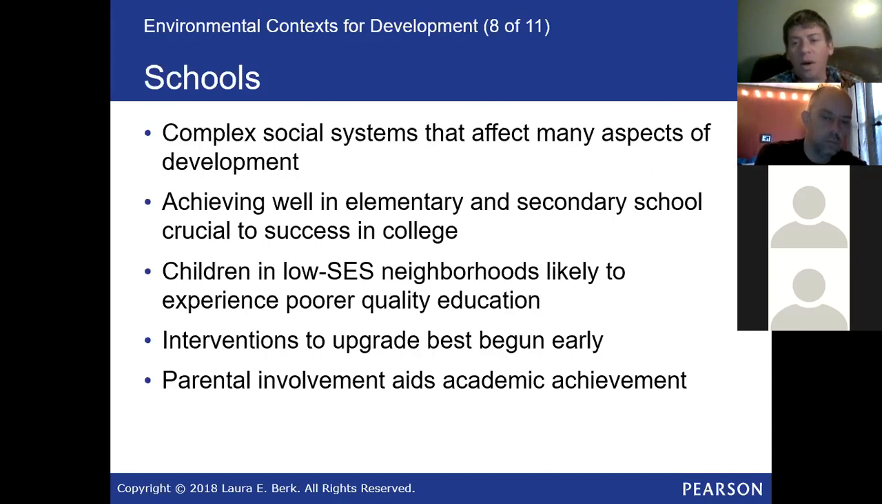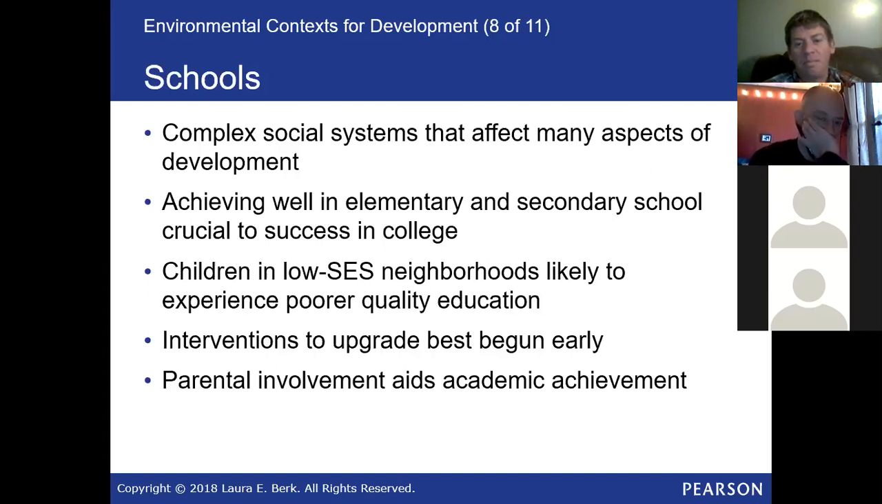Children in low socioeconomic status neighborhoods are likely to experience poor quality education. Makes sense because if you are in a neighborhood that is low in socioeconomic status, it means that school taxes can only charge so much, where people can still afford to live there. So if the school taxes are going to be lower, then as a result, the quality of the school and the quality of the resources is also going to decline.